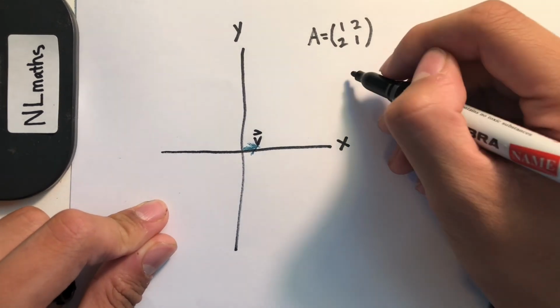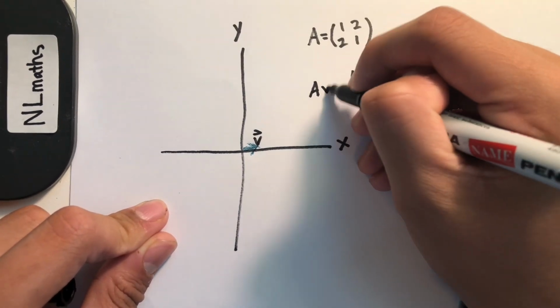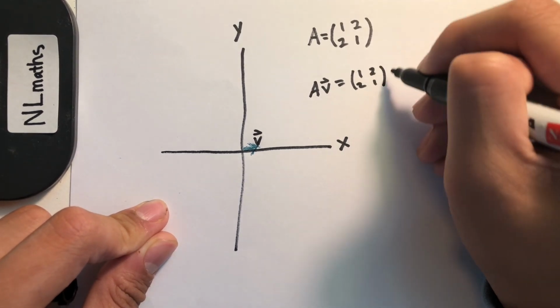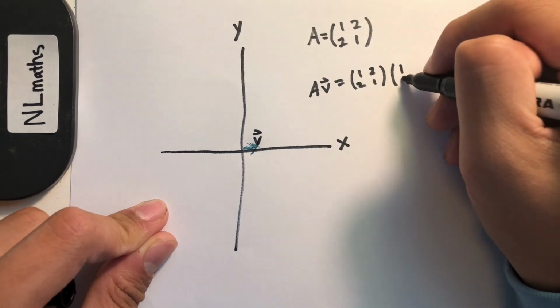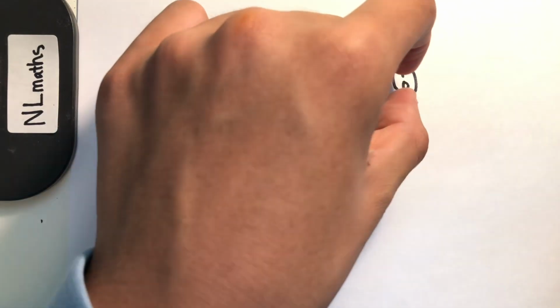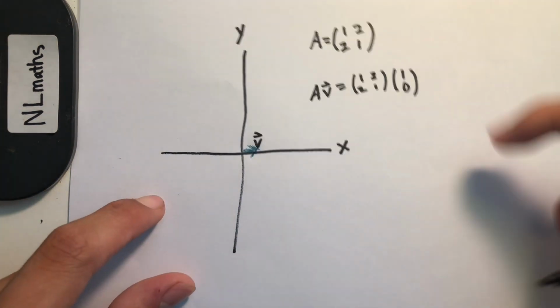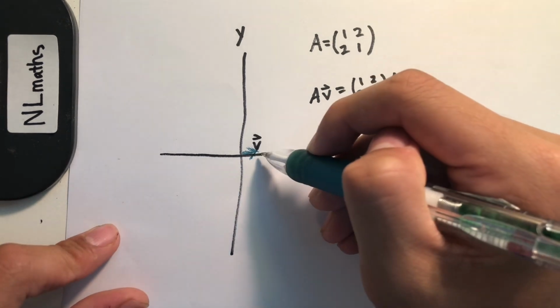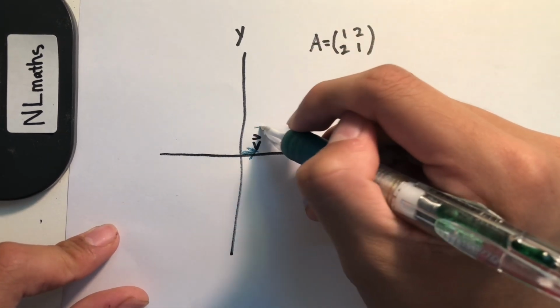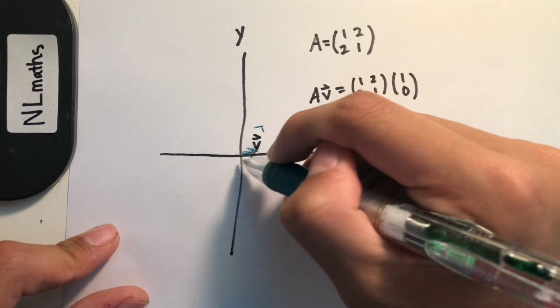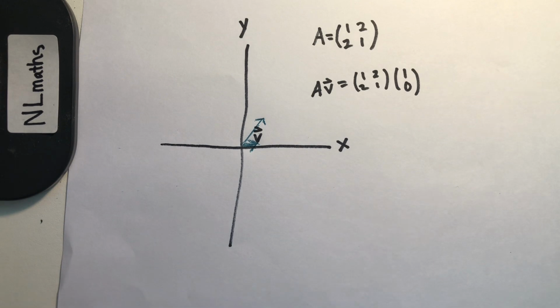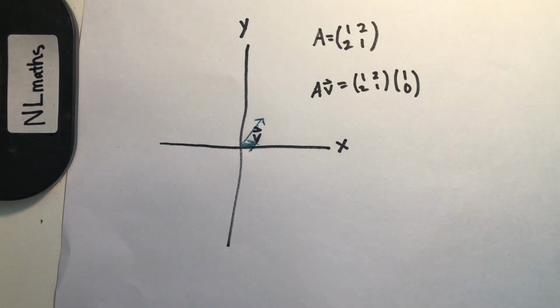So then we need A acting on V, which will equal 1, 2, 2, 1, multiplied by V, which is 1, 0. And how I like to think of it is that it takes it and it rotates it, so it spins it. So it's 1, 2 now. So what we do, the change, it will mean that it's 1 and then up 2. So then the vector goes up here. So as you can see, it's both stretched and rotated.